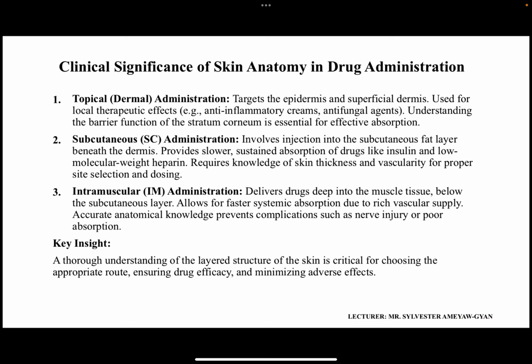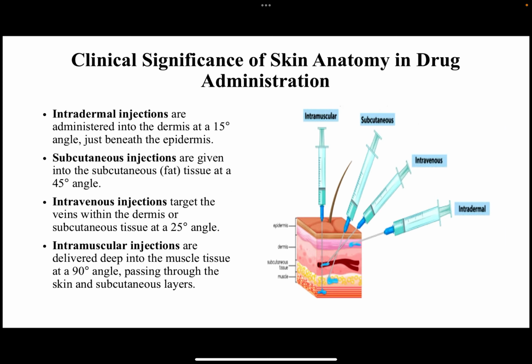Very important in administration of drugs, because when we talk about administration of drugs, we have topical or dermal administration, meaning in topical administration you are targeting the surface of the skin. If you say a drug is dermal, topical, meaning you are targeting the epidermis, you are applying it on the epidermis. Is that okay? Good.